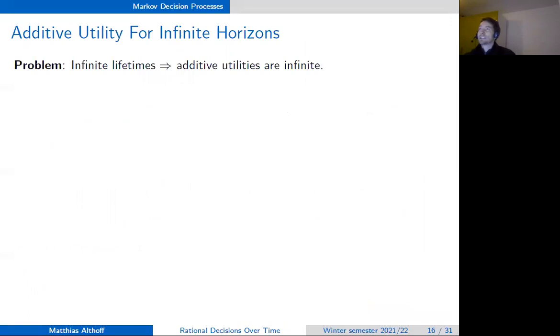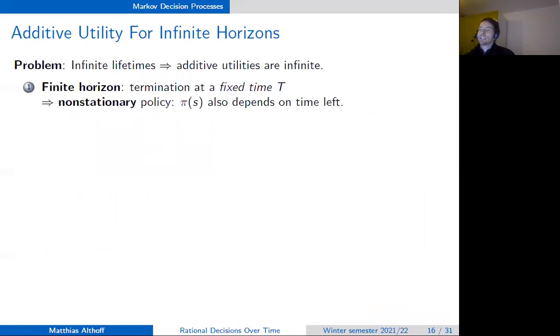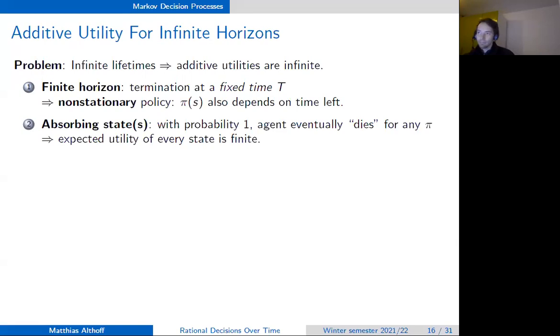Okay, so now let's talk about infinite horizons. The first solution is that you have a finite horizon. You say, okay, the horizon is fixed. Our problem just lasts for 20 steps. The problem then is that you always stop after 20 steps, so the policy which is optimal doesn't only depend on the state, but also on the remaining time. And that makes things quite complicated. So this is something that can be done, but it's not much favored in most applications.